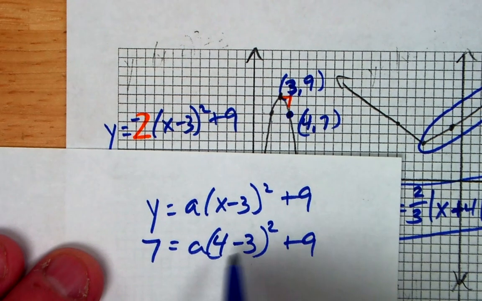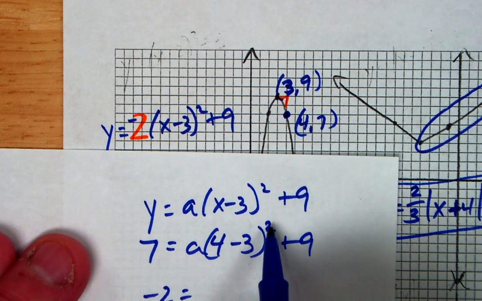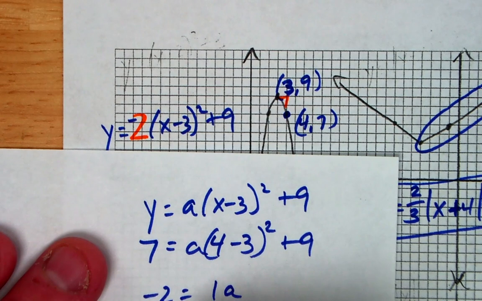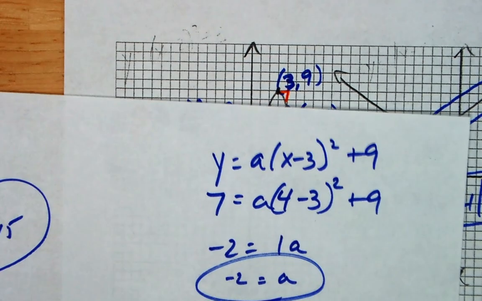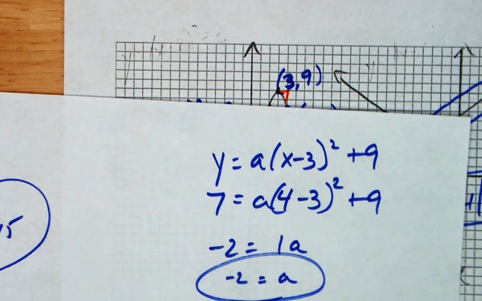So let's go ahead and subtract my 9. Negative 2 equals 1 squared a. So just 1a. So a is negative 2. It'll tell us, yes, it's got to open down, and yes, it's going to have a stretch factor of 2. That will always work. So if you like that, you can use it. If you like the algebra side rather than making it go down 2 instead of down 1, you can just use your algebra if you want. You can do it either way.